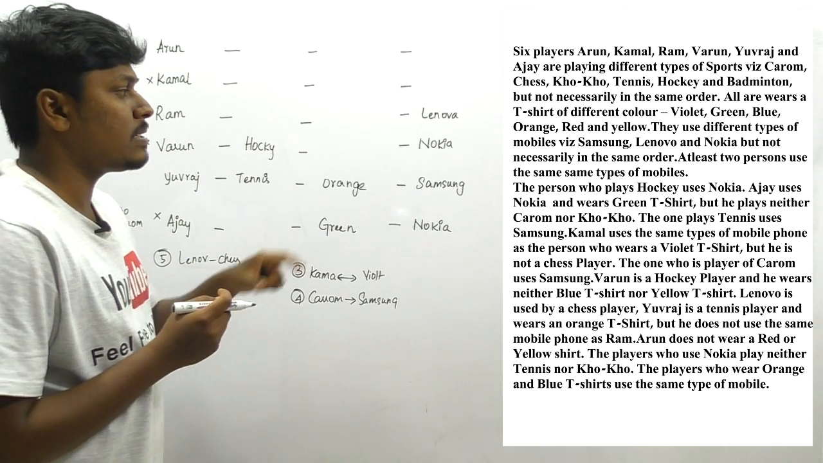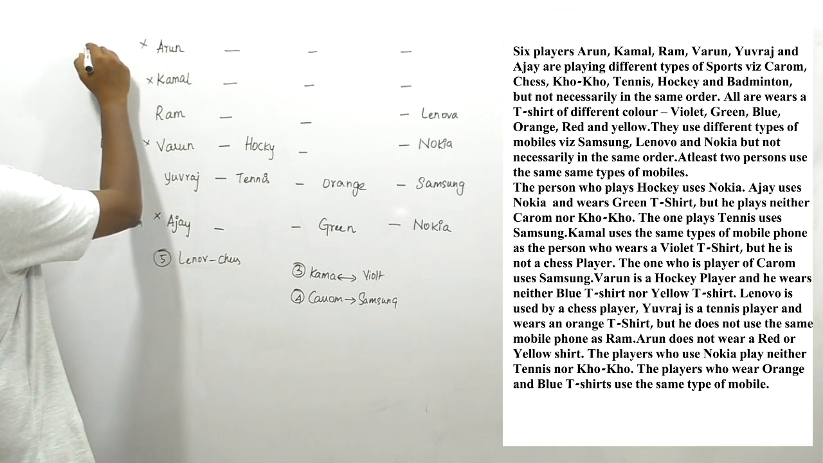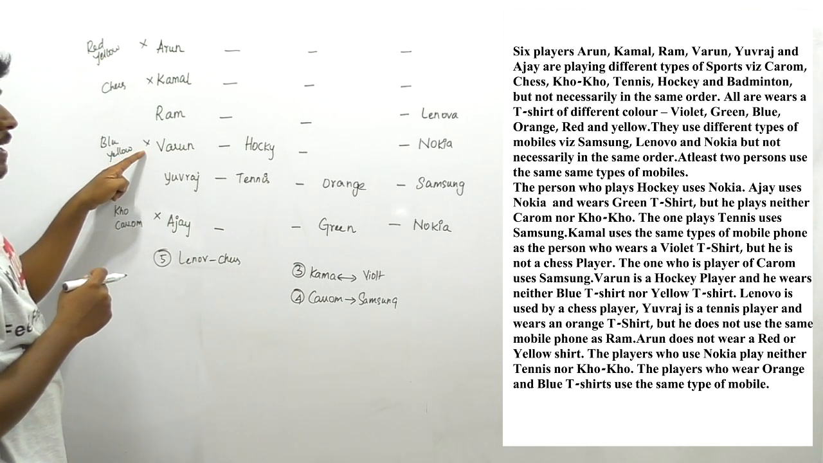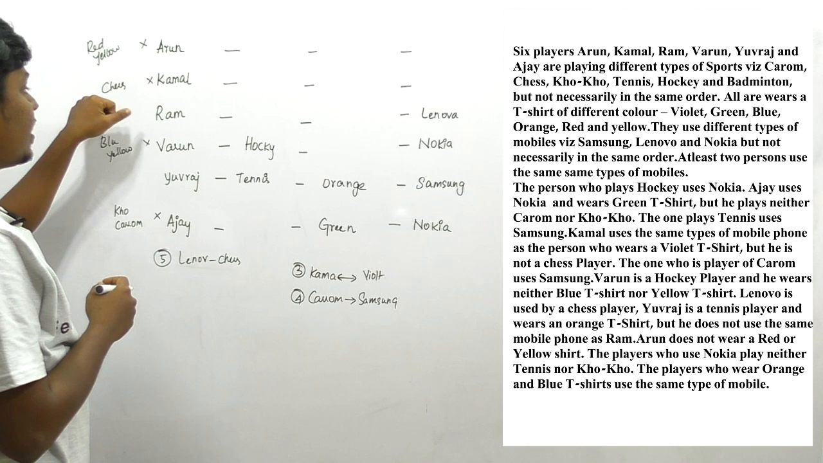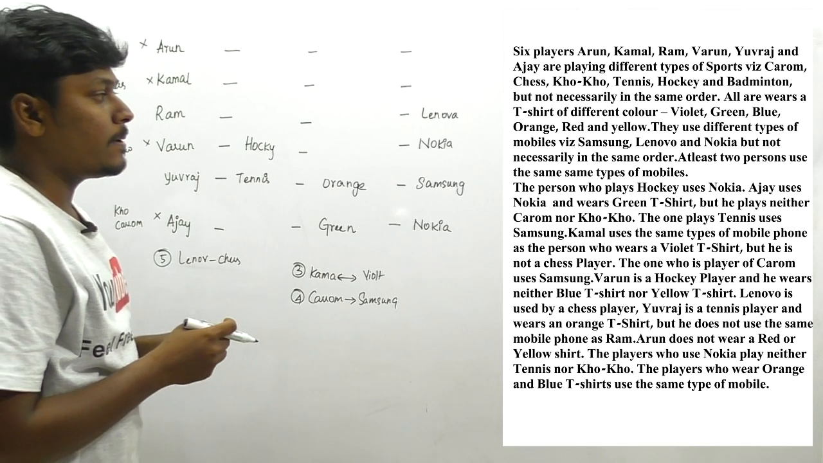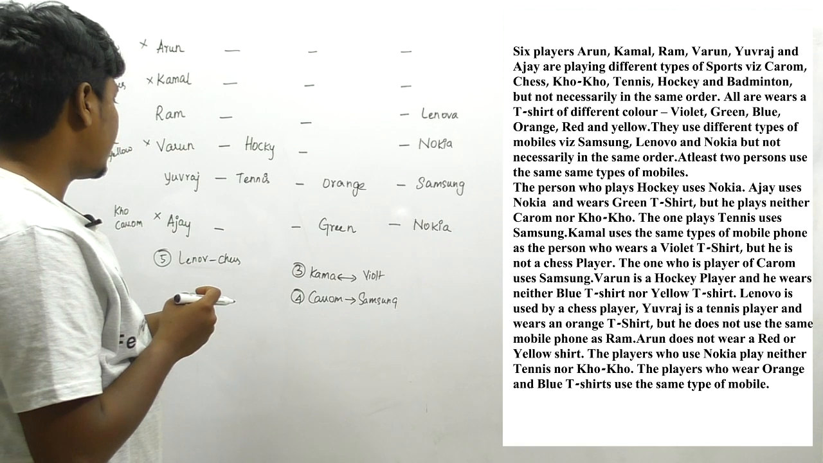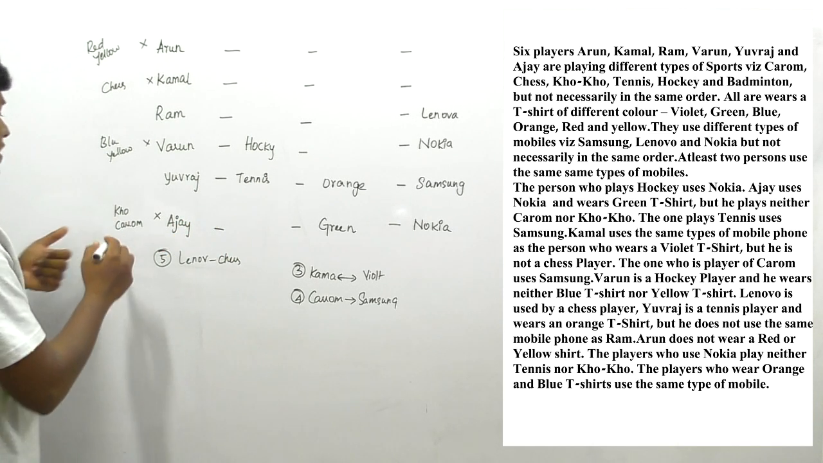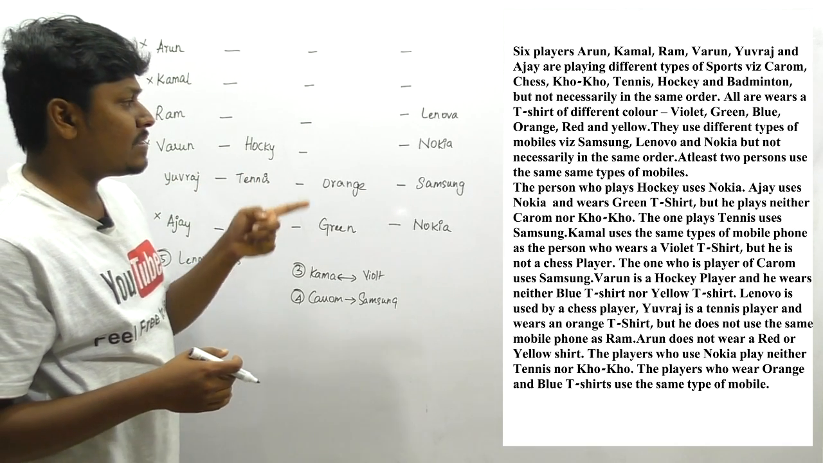Okay, we move on to the next line, friends. Arun does not wear a red or yellow t-shirt, right? So Arun is not wearing red or yellow. They have said that this person is not wearing yellow, so we have two options, whether Kamal is wearing yellow or Ram is wearing yellow, but we don't know exactly who is wearing yellow, right? Okay. The player who uses Nokia plays neither tennis nor Kho-Kho, right? So this person is not playing tennis or Kho-Kho. We already know who is playing tennis. Okay, let me leave the line, friends. They are just confusing us.